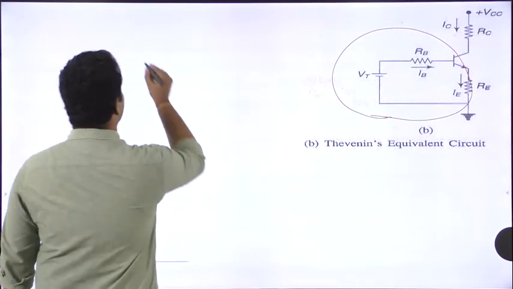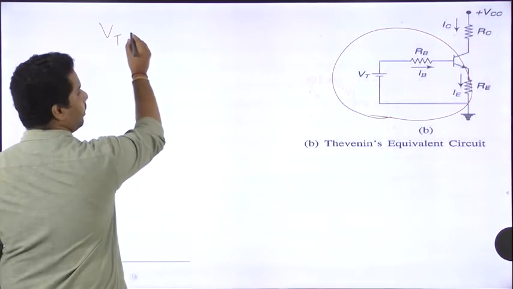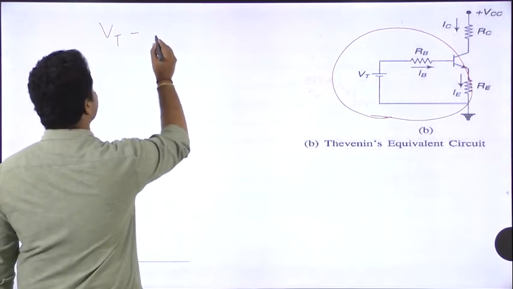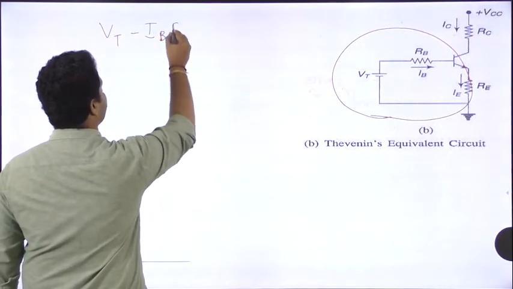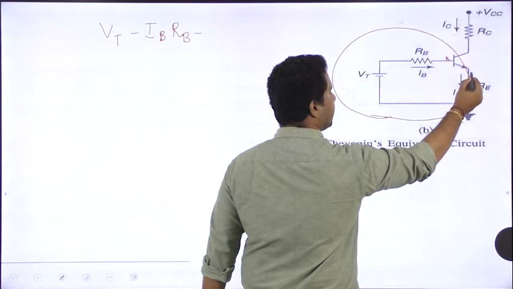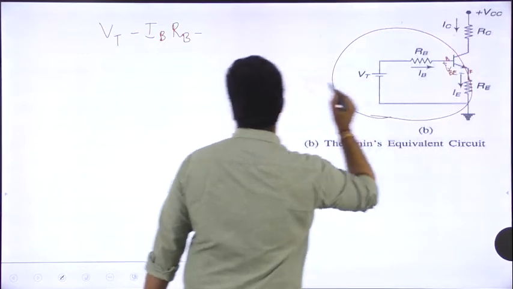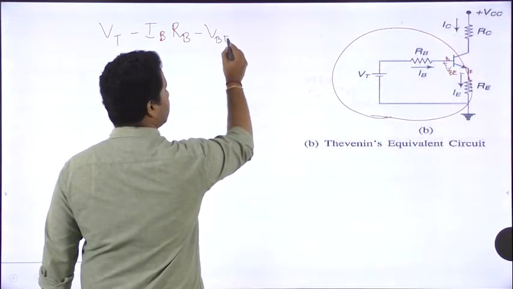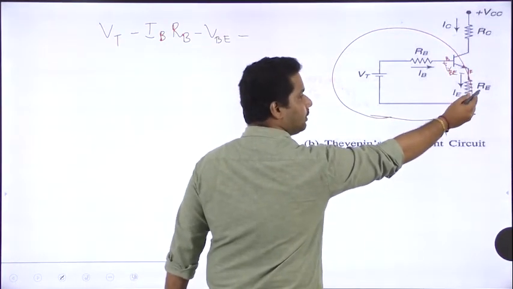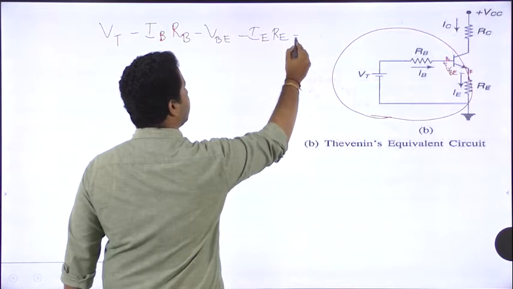If we are applying that, what will we get? VT, we can look here and you can tell me. So VT minus IB, the current flowing through RB. So the drop across RB is what? IB RB. And here the voltage across VBE. This is base and this is emitter. So the voltage across base and emitter, VBE, will be there with this polarity. So it will be minus VBE, minus, here the RE resistance is there. So the drop across RE is what? This current into that resistance. So IE into RE is equal to 0.